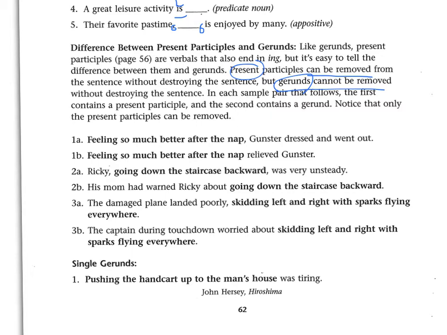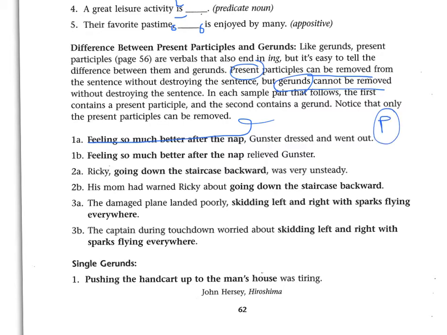In each sample pair that follows, the first contains a present participle and the second contains a gerund. Notice that only the present participles can be removed. In other words, if it's a gerund phrase, you cannot remove that gerund phrase from the sentence or it will be destroyed. 1a. Feeling so much better after the nap, Gunster dressed and went out. Well, if you were to take this verb-ing phrase out, the sentence makes sense. Therefore, it's a participial phrase.